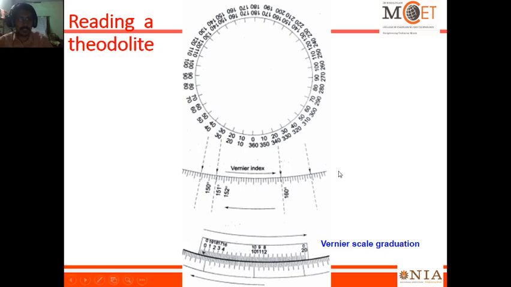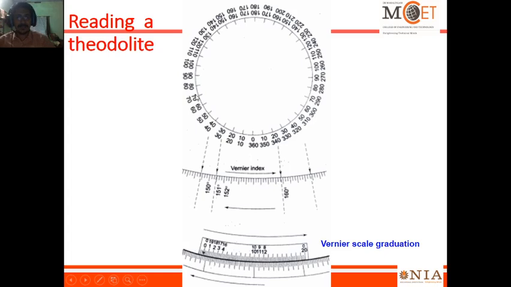So this is the vernier scale graduation in all the theodolites. The least count of the theodolite will be 20 seconds, right? How to take the coincidence, I am going to explain with the next slide.